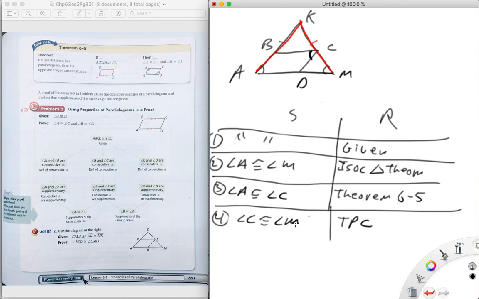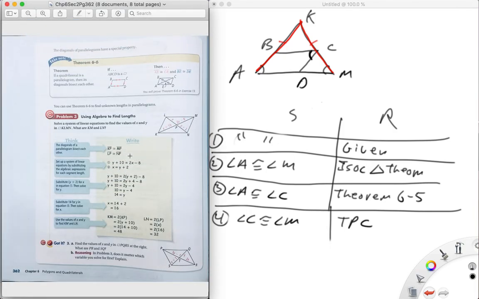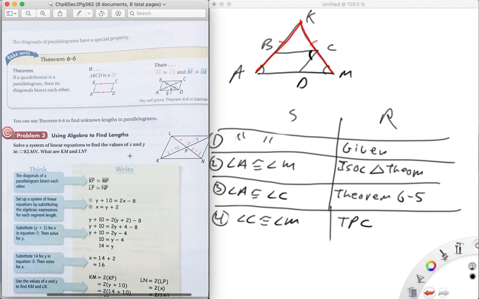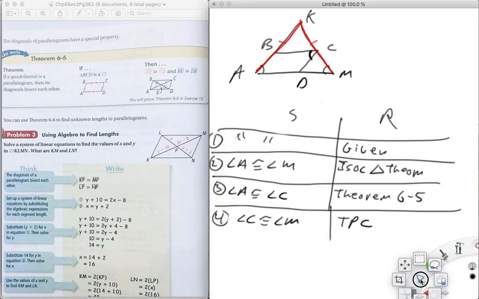Okay. Givens. Since this is isosceles triangle, then their angles opposite them are congruent. Isosceles triangle theorem. Parallelogram. If I have a parallelogram, then opposite angles are congruent, so A is congruent to C, theorem 6.5. And then using the transitive property of congruency, I can say that these two bad boys are congruent.